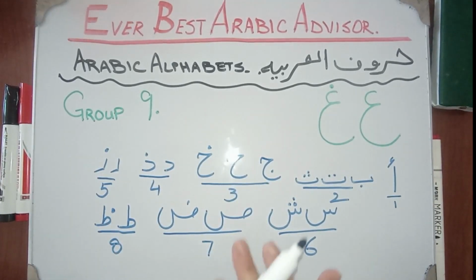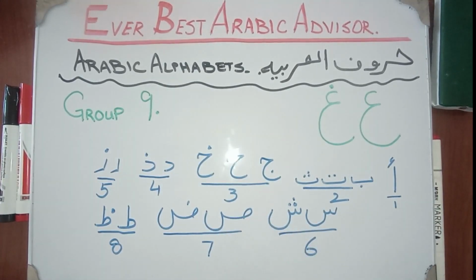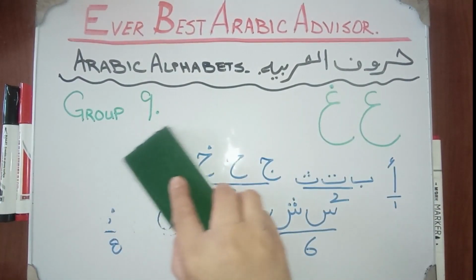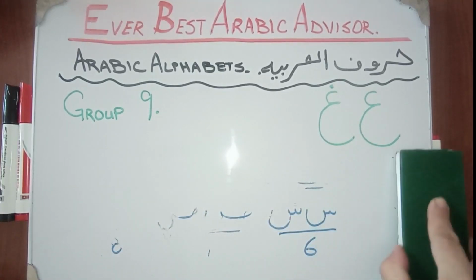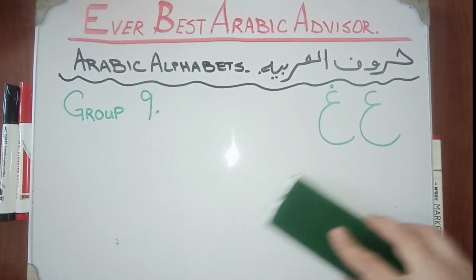If you have not watched these videos, you can find the link in the description and in the I button. It is a must to learn all the letters in order, because all the letters in order have some relation with each other, and learning in order is a must for learning any language.